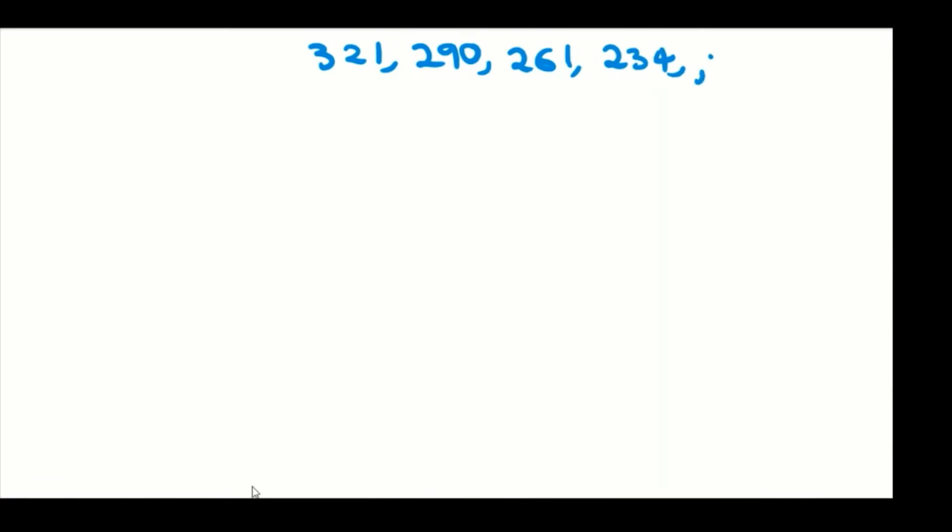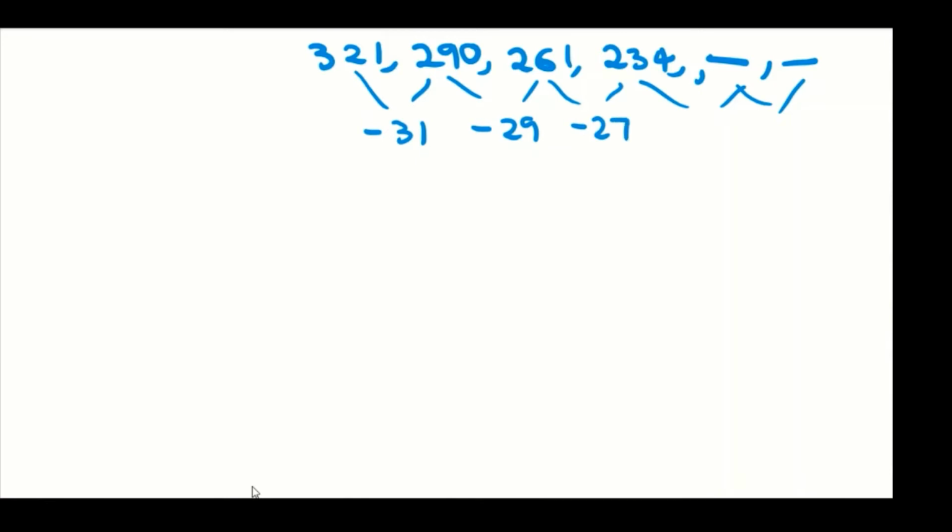To write down the next two terms, we're just going to find the first difference of the sequence, which is minus 31, minus 29, minus 27, and we find the second difference being 2. So the first difference is 290 minus 321, then 261 minus 290, and then for the second difference, we just subtract these two here. So it's minus 29 minus minus 31 to get the second difference.